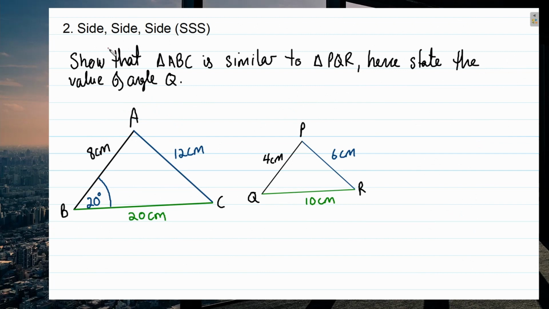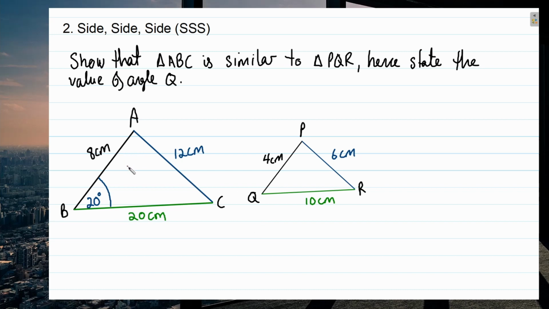The second property to prove that two triangles are similar would be side, side, side, abbreviated SSS. So in this question, we're going to show that triangle ABC is similar to triangle PQR. Hence, we're going to state the value of the angle Q.